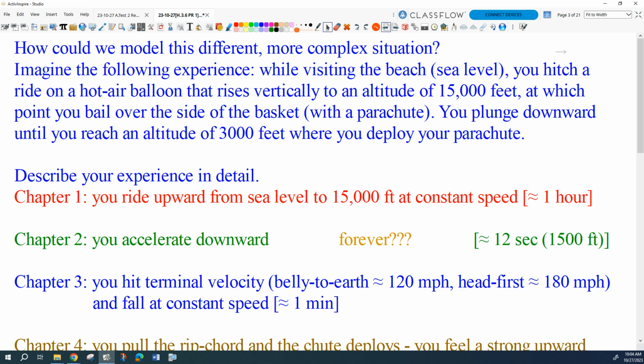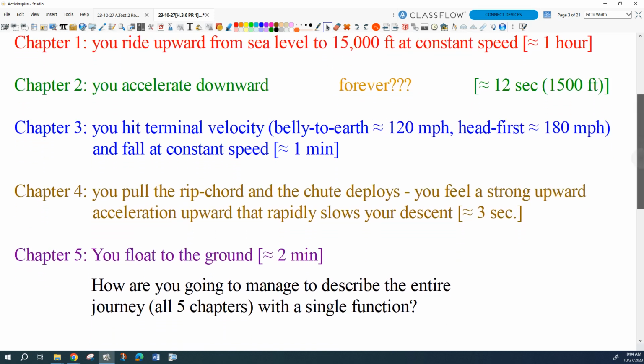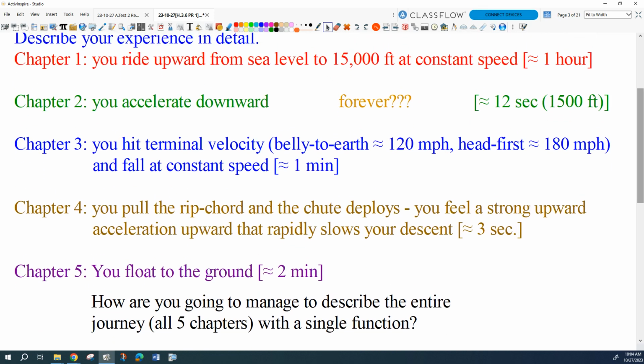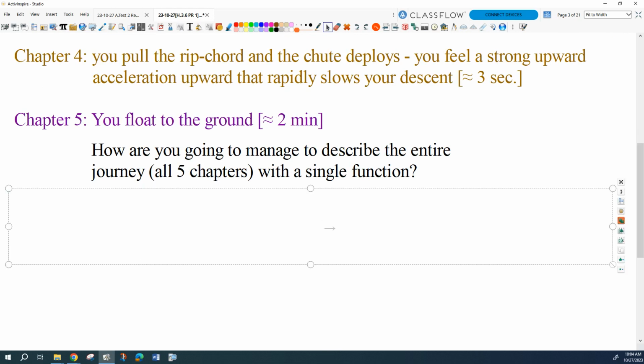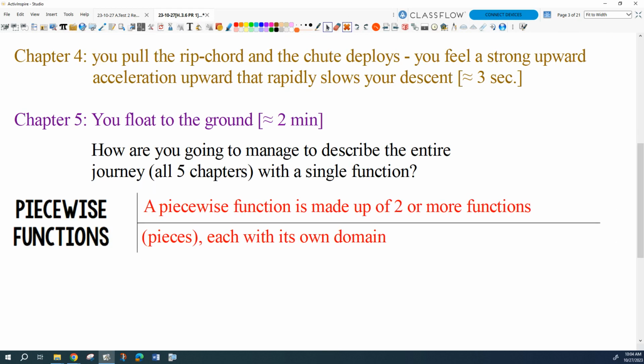How many pieces would our piecewise function have to describe this adventure we just had? Got to have 5, right? Now, if I were to graph this thing... Piecewise function, yeah. A piecewise function is just made up of 2 or more function pieces, each with its own domain.